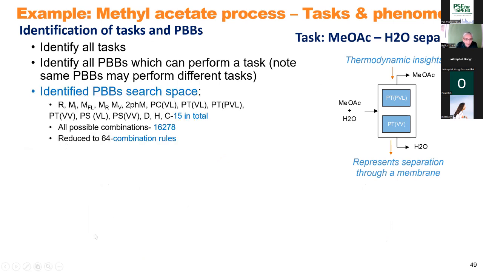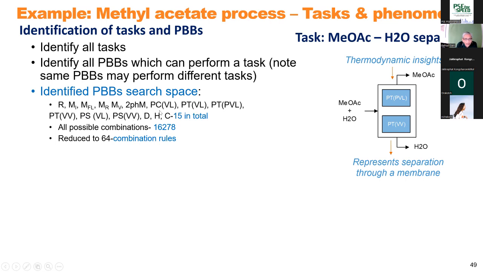And what are the phenomena? R is reaction, M is mixing in liquid, mixing of vapor, two-phase mixing, phase contact, vapor liquid, phase transfer, vapor liquid, drying, heating, cooling. So there are about 15 phenomena.